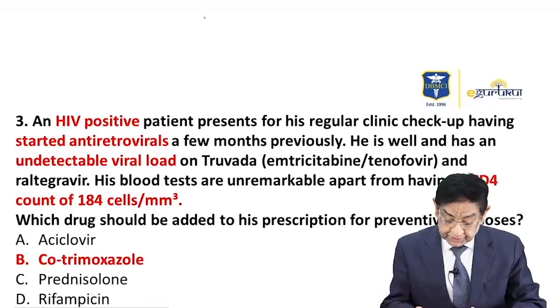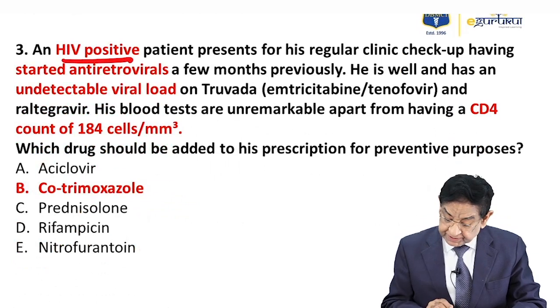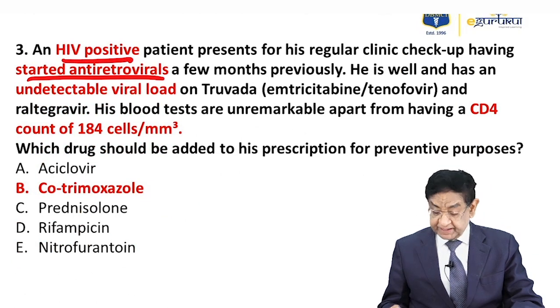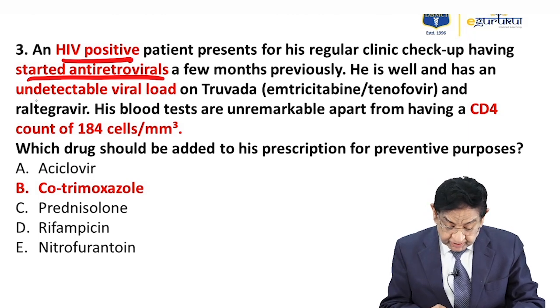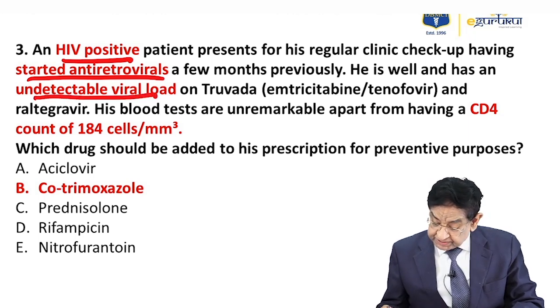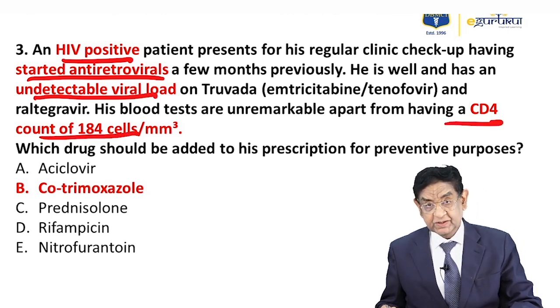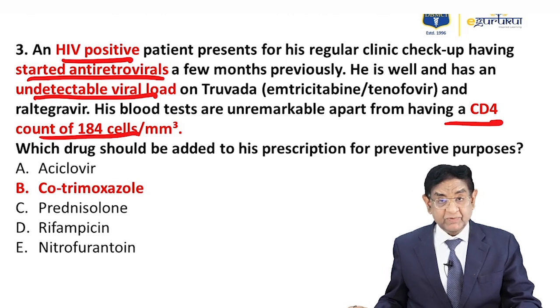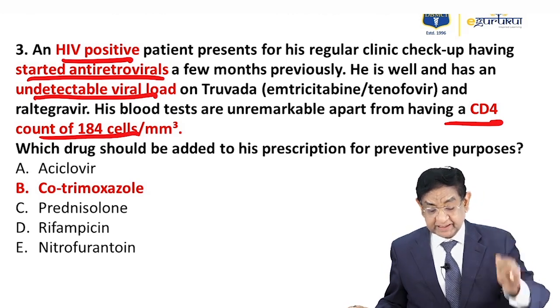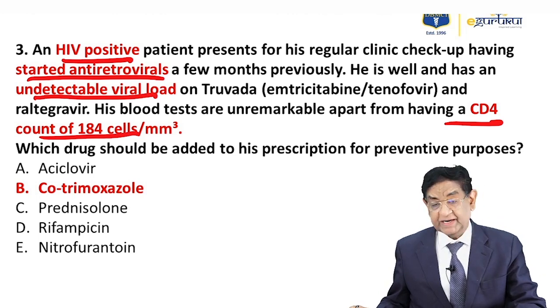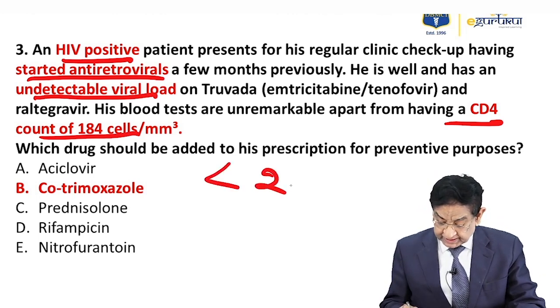Question number 3. You have an HIV positive patient, started on anti-HIV drug, and the viral load has gone down, but the CD4 cell count is now 184. What should be added? The viral load has gone down, but the CD4 cell count is 184, and it is less than 200.